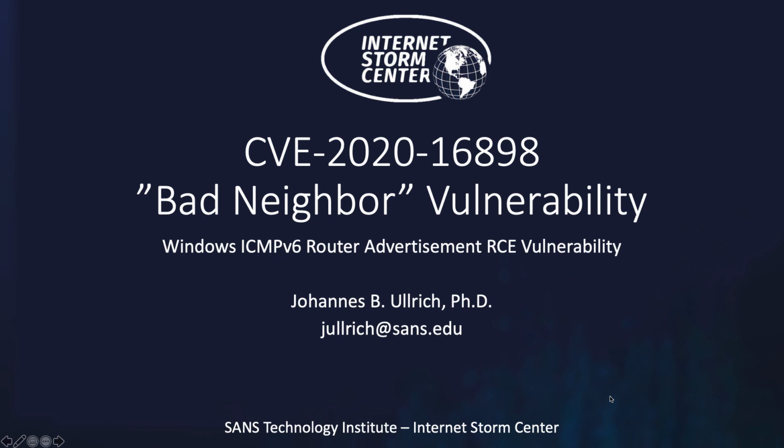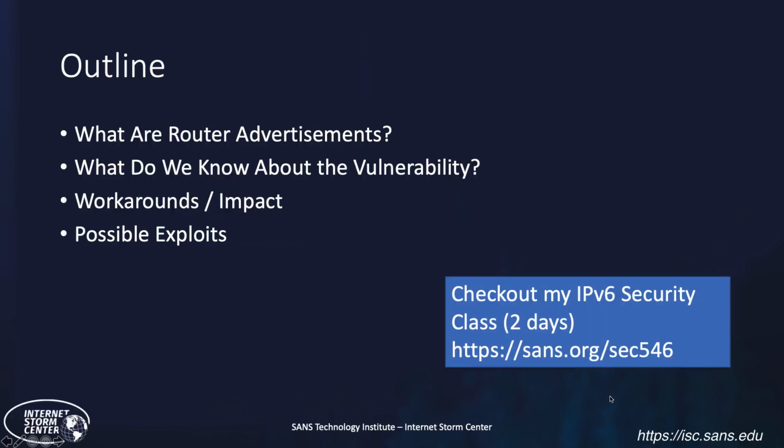So what I'm going to talk about is CVE-2020-16898. This is also known as the Bad Neighbor vulnerability, and it's a remote code execution vulnerability in Windows that is triggered by malformed ICMPv6 router advertisement packets.